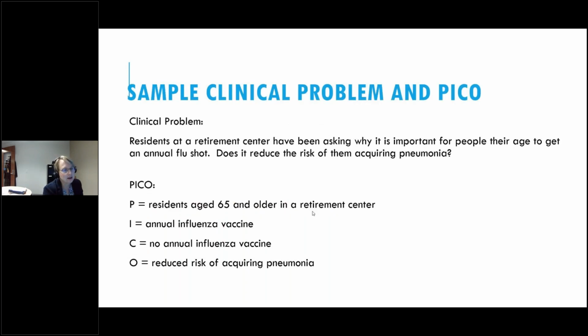So here is a sample. Here's my question. My residents at a retirement center have been asking, why is it important for people their age to get an annual flu shot? Does it reduce the risk of them acquiring pneumonia? And my PICO, my focus PICO, is residents age 65 and older in a retirement center. My intervention is an annual influenza vaccine. The comparison is no vaccine. And my outcome is reduced risk of acquiring pneumonia.